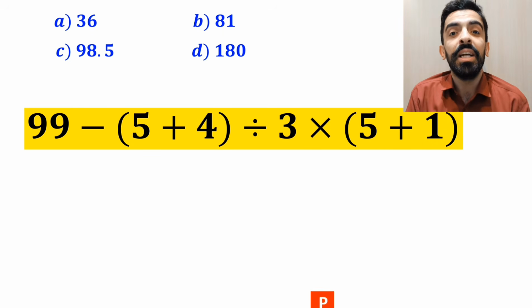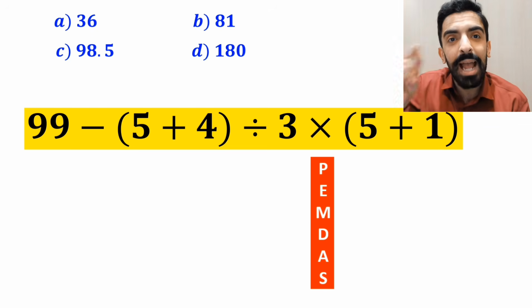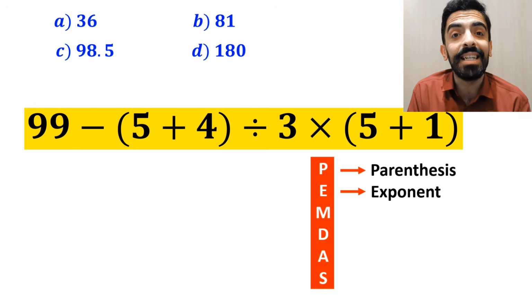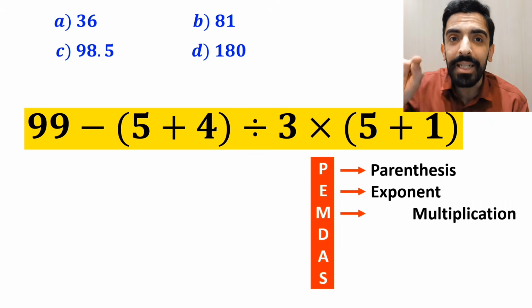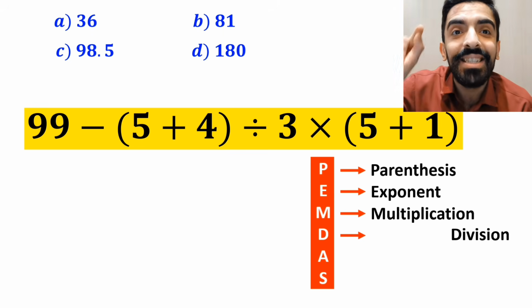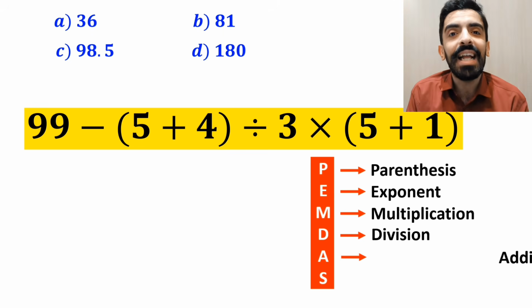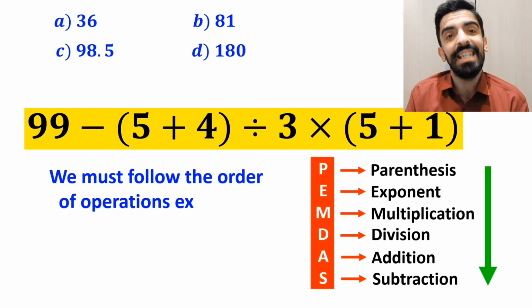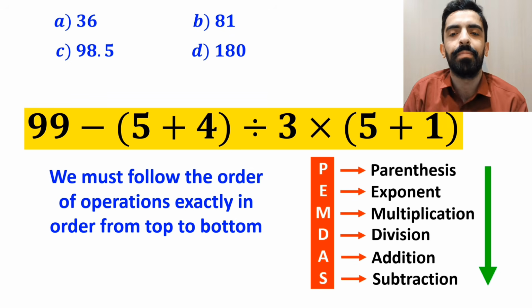To solve this question, we must follow a rule that is called PEMDAS. In this rule, P stands for parenthesis, E stands for exponent, M stands for multiplication, D stands for division, A stands for addition, and S stands for subtraction. We must follow the order of operations exactly in order from top to bottom.